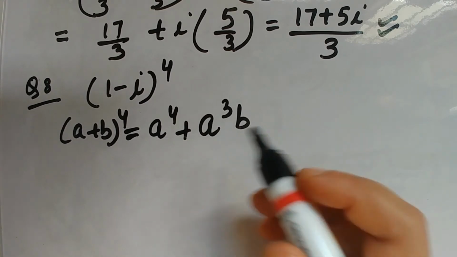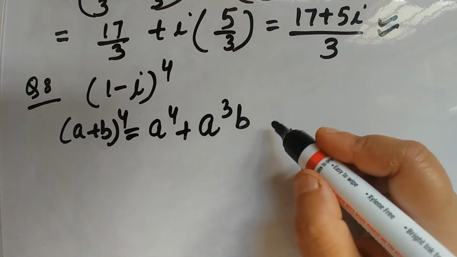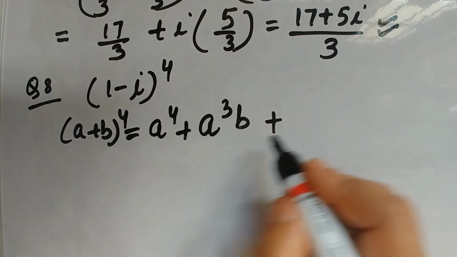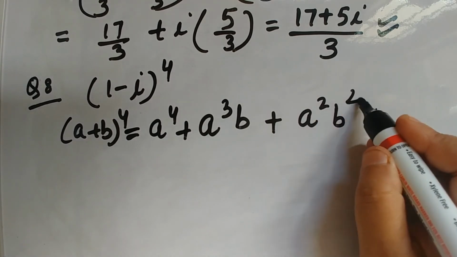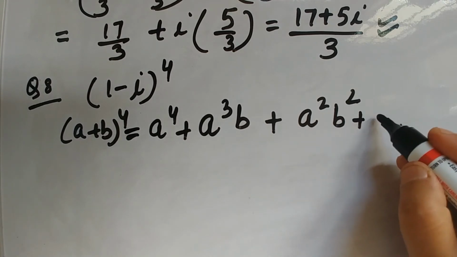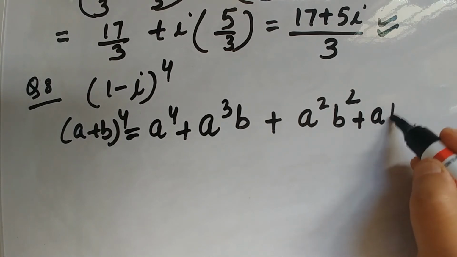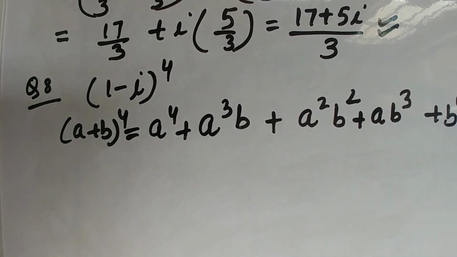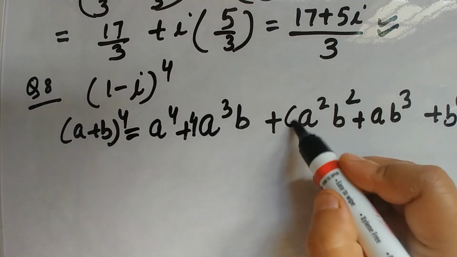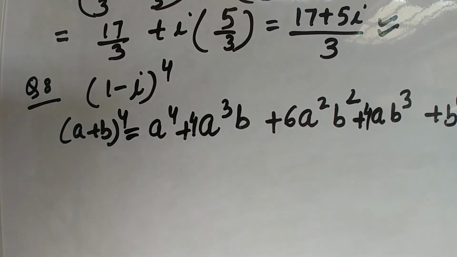So it becomes a cube b, okay, plus it is, I am not writing the coefficients right now, then it becomes a square b square, okay, then it comes a b cube and it ends at b raised to power 4, okay, and here comes 4, here comes 6 and here also 4 is there. And this a4 and b4 are same.